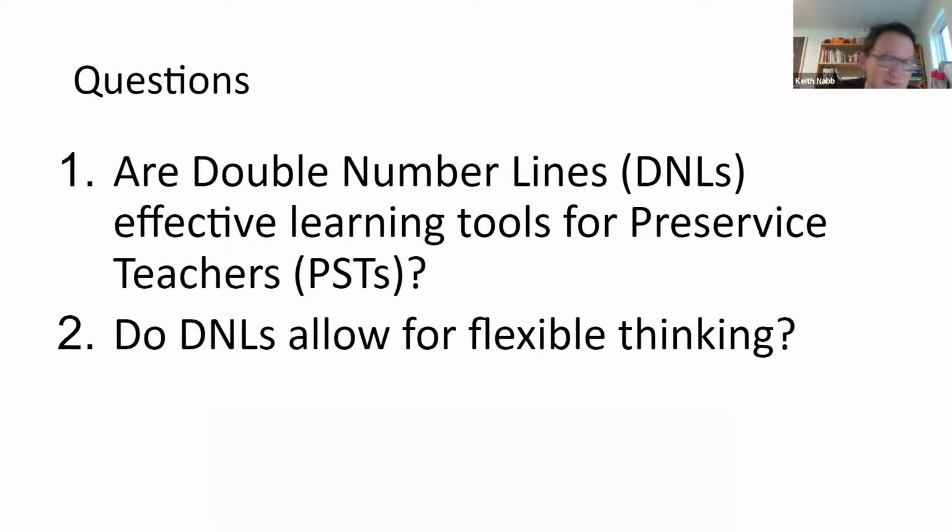Okay, so after this happened, I thought to myself, I have to gather some data, right? I need to know the answers to these questions. So this was a really small thing where just for a subunit, I wanted to gather some data. And these were my 2 questions. I wanted to know, are these effective, or do the pre-service teachers actually find them to be helpful tools? And do they allow for different solution paths, right? So different ways of thinking about the problem.